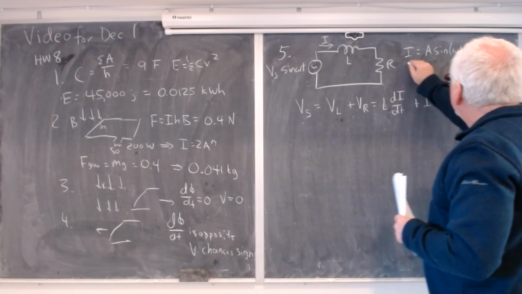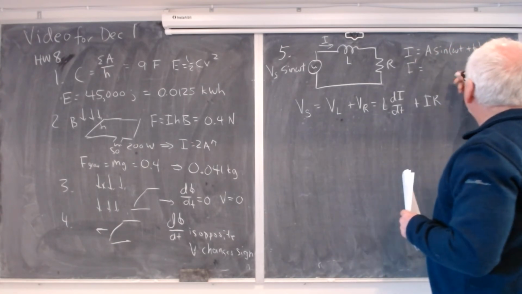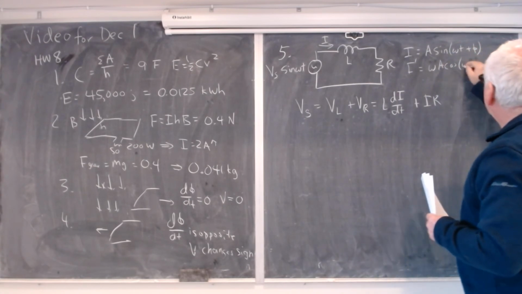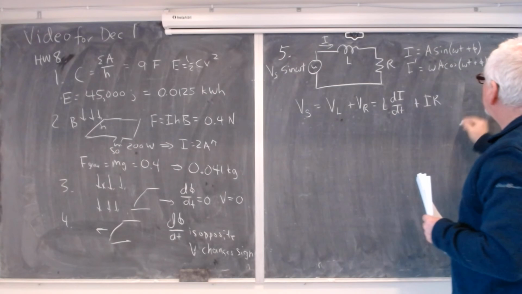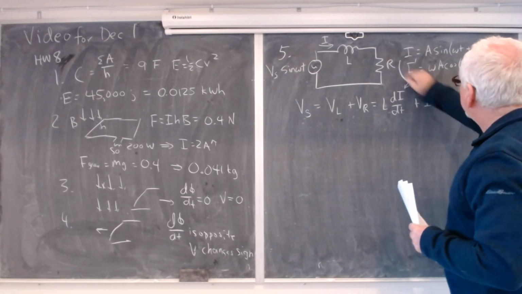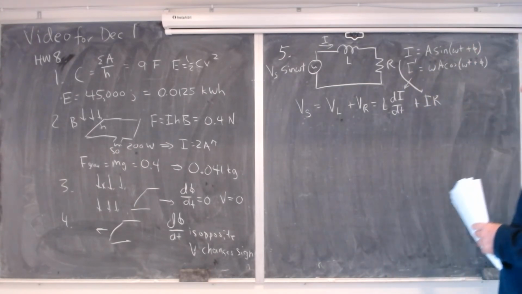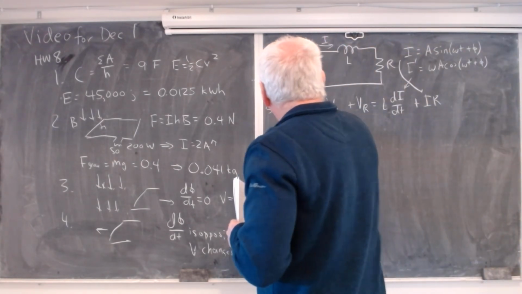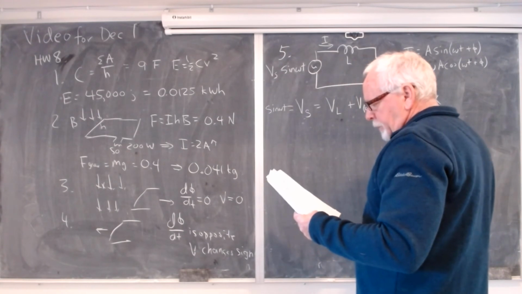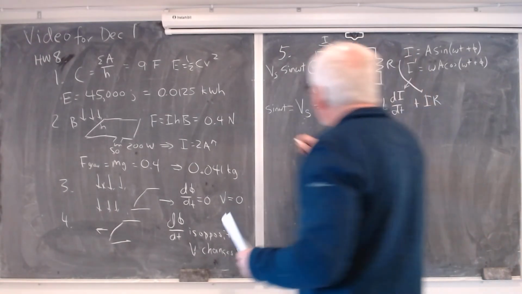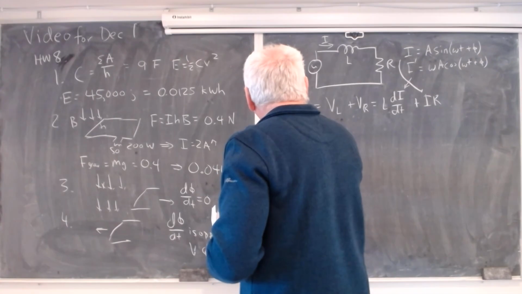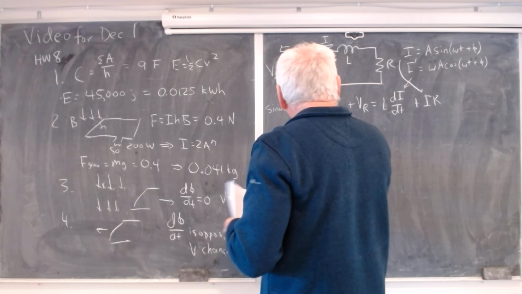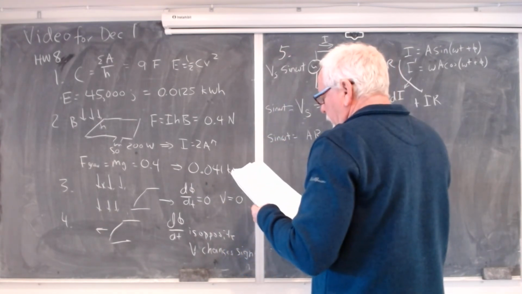And so here I prime is equal to omega A cosine omega t plus phi, since the derivative of sine is cosine. And so you plug that in there, you plug that in there, and you get a differential equation because, of course, this is sine omega t. And I'll write it out. So you get the sine omega t is equal to AR, writing the resistor part first.